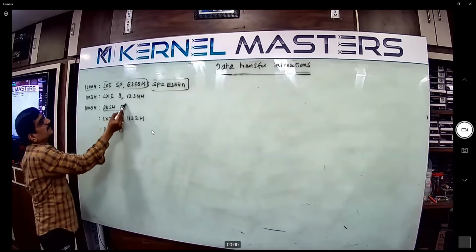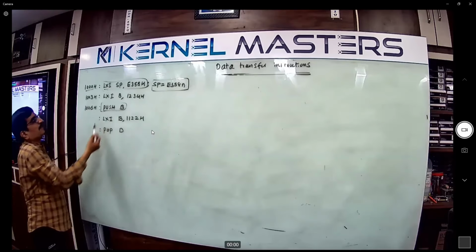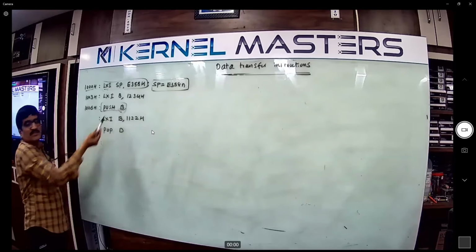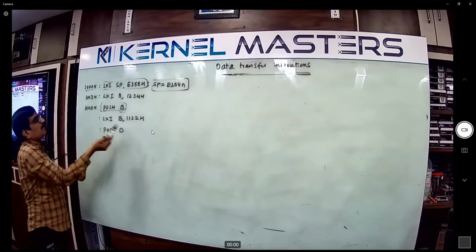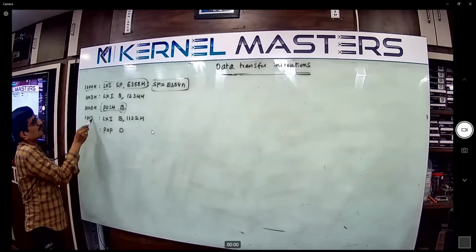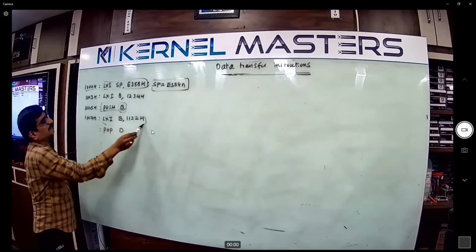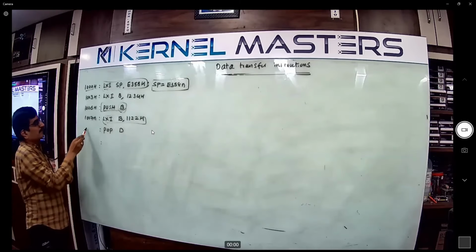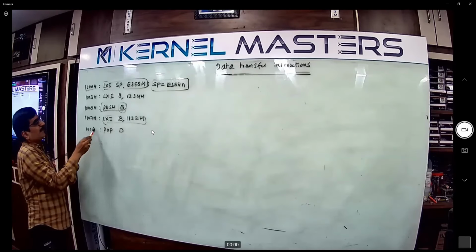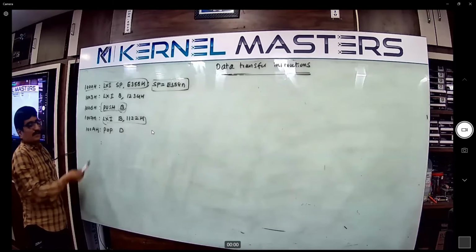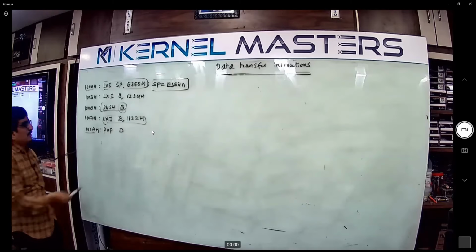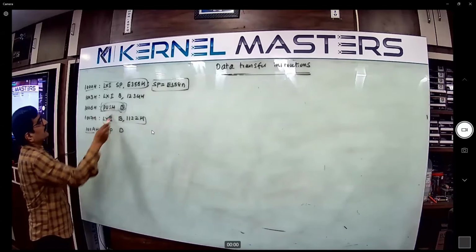What is the instruction size? PUSH B is 1 byte, because the operand contains a register pair only. Next starts at 1007, and the instruction size is 3 byte. 1007, 1008, 1009, and then 100A. Okay, so now you can see PUSH and POP only.